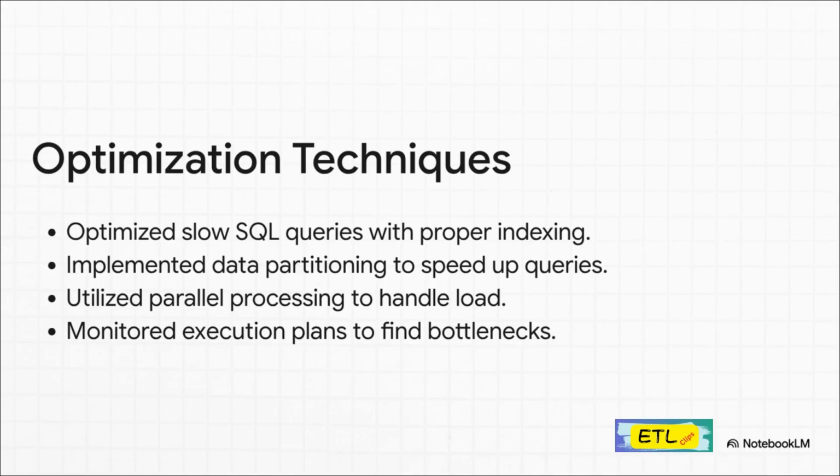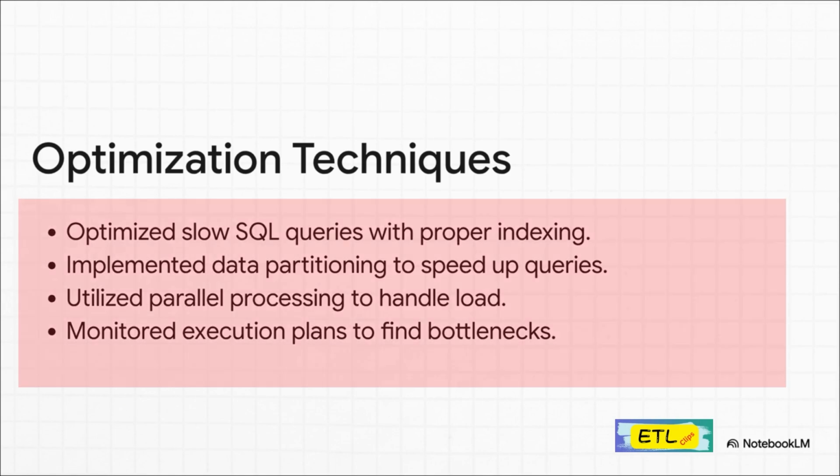First, we went through and optimized several slow-running SQL queries by adding the right indexes. A really big win came from partitioning our main sales table in Redshift by date, which made the sales team's reports run dramatically faster. We also configured Informatica to use its parallel processing features to get through the larger data loads more quickly. And I made it a regular habit to review query execution plans to proactively find any new bottlenecks before they became a problem.